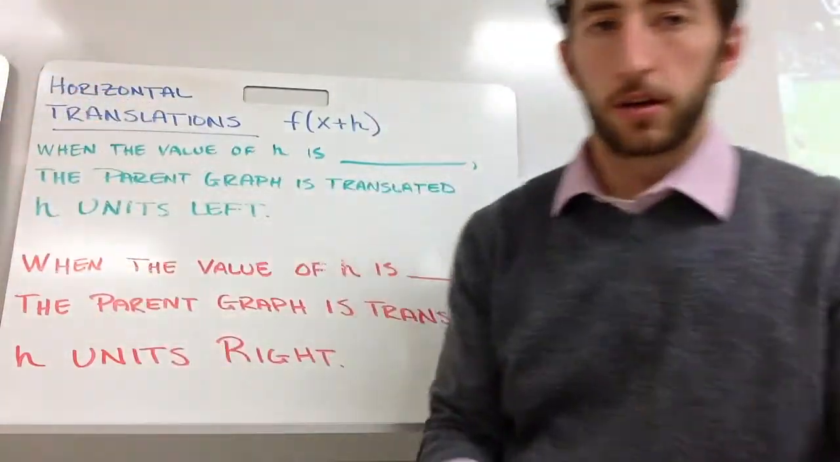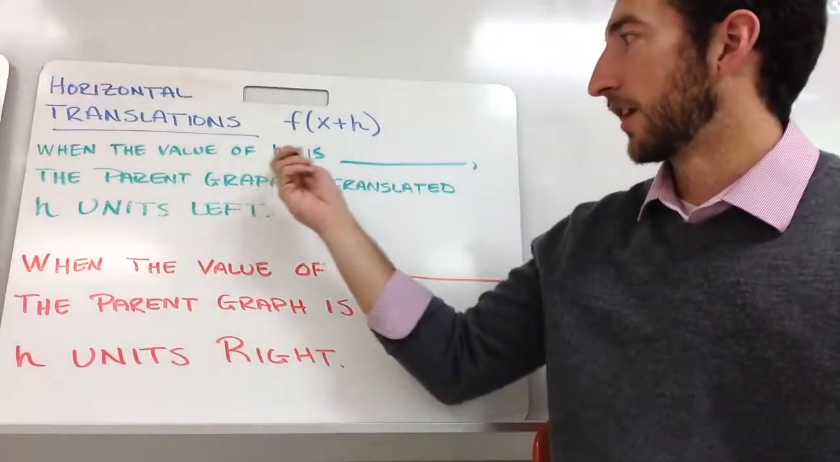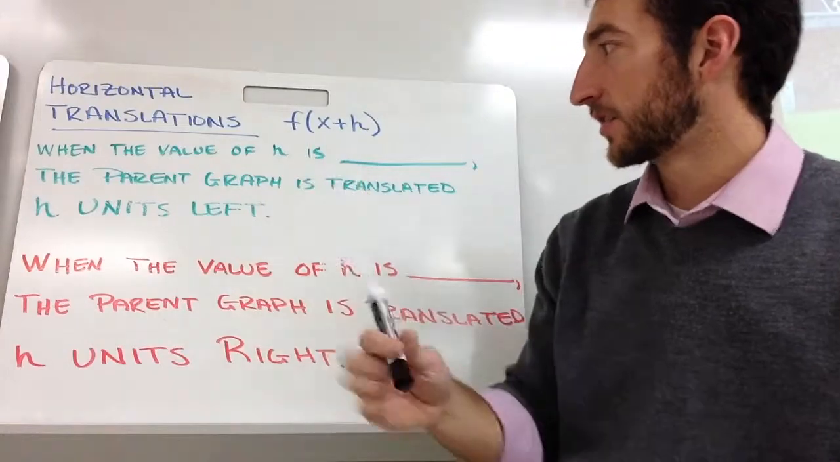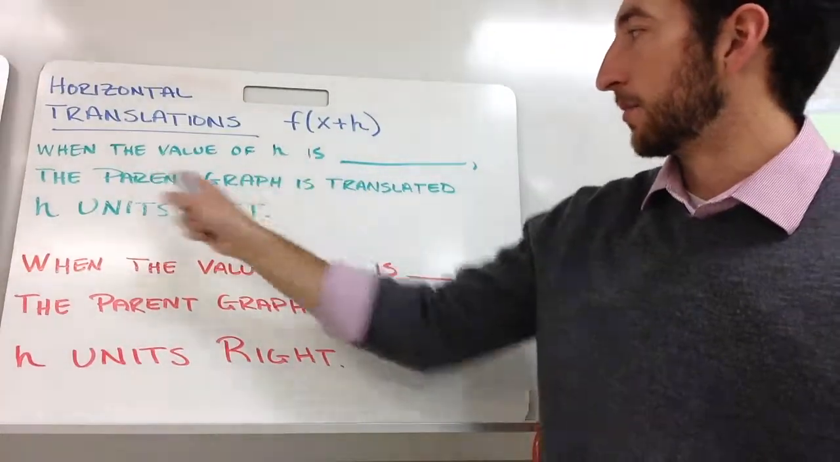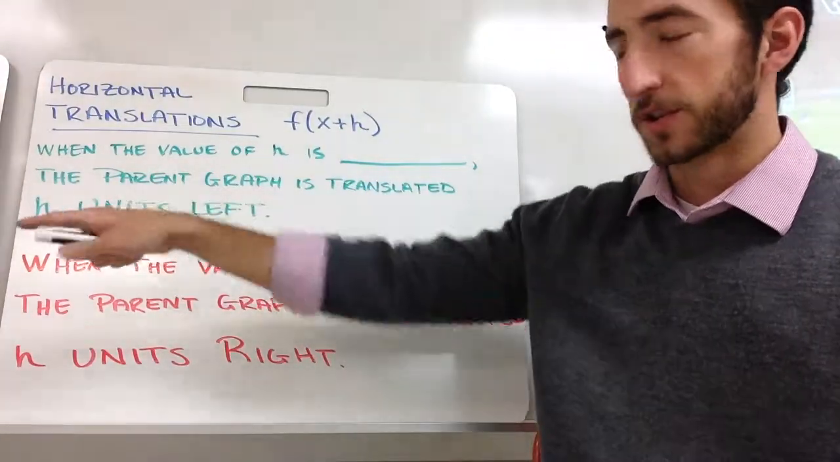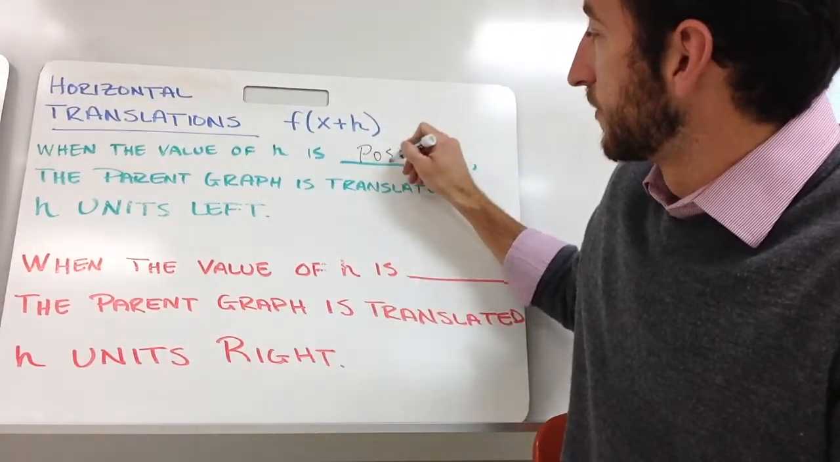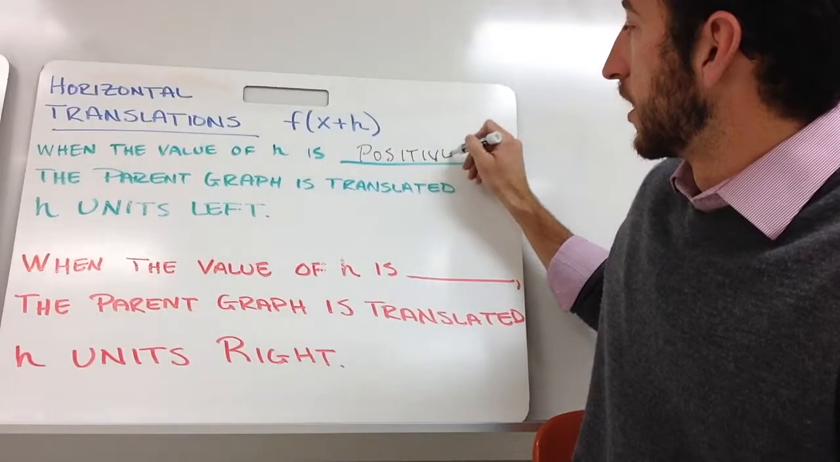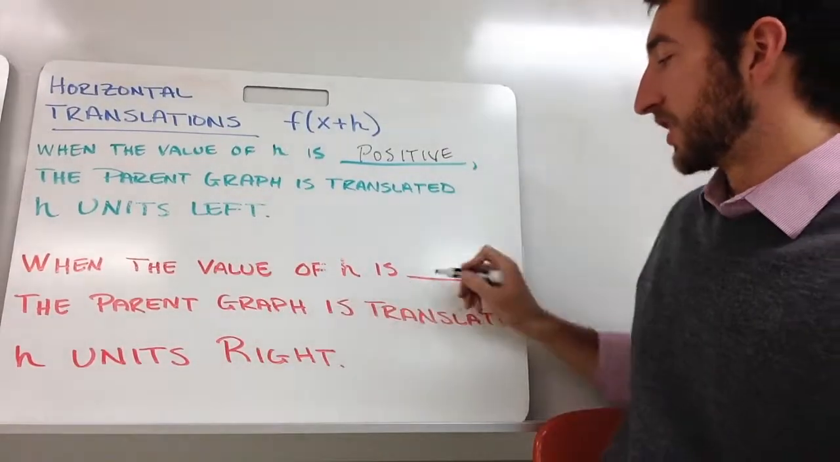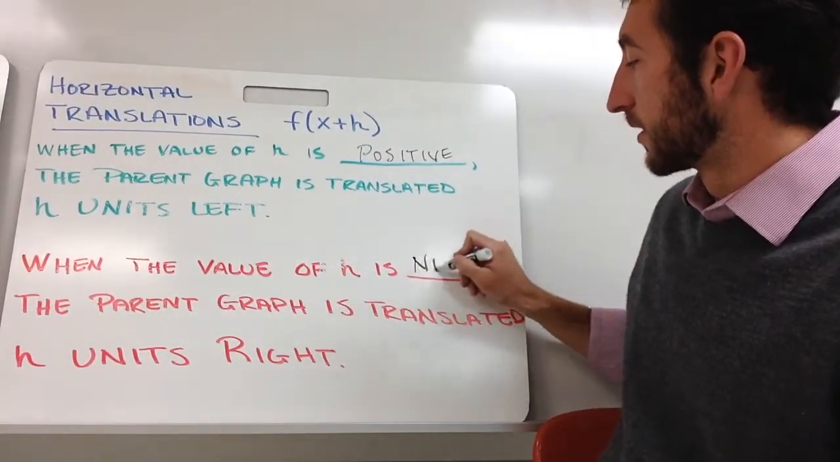So now we fill in our general rules. If the value of h is blank, then the parent graph is translated to the left. We just did that one. Our h was positive, so we moved it to the left. And that means if the value of h is negative, then we move it to the right.